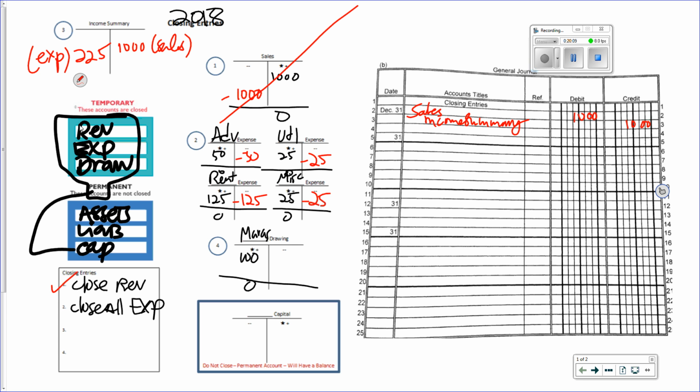Let's go journalize. How many debits did we have? We had one. This time we debited income summary for $225. How many credits did we have? I see 1, 2, 3, 4. I had the advertising expense. I had the utility expense. I had the rent expense. Sorry, this is a little hard to read. I'm getting used to my new screen up here.